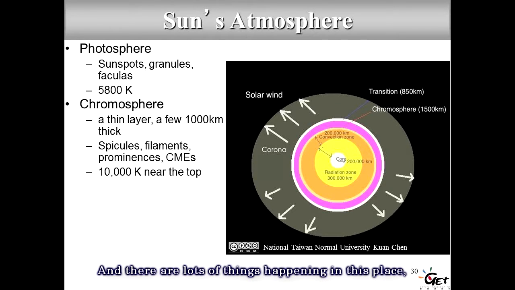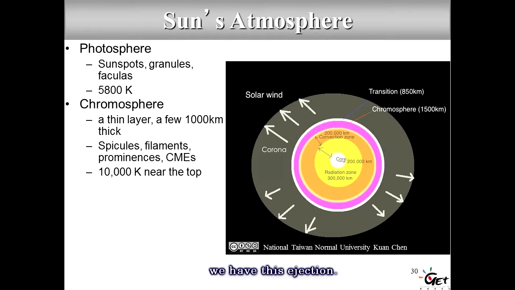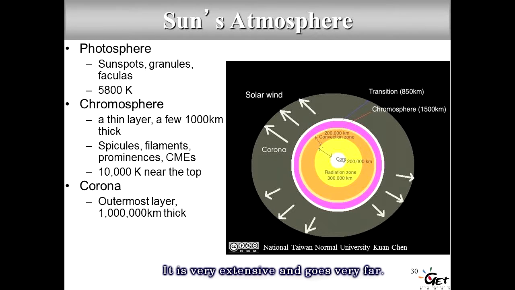There are lots of things happening in this place that I'll describe in a minute, like spicules, filaments, prominences. You remember when I showed you the first picture of the sun, we had this ejection. Usually these ejections stay within the chromosphere. And the next layer is called the corona. We have lots of pictures of the corona. It's very extended and can go very far. We don't really know the limits anyway.